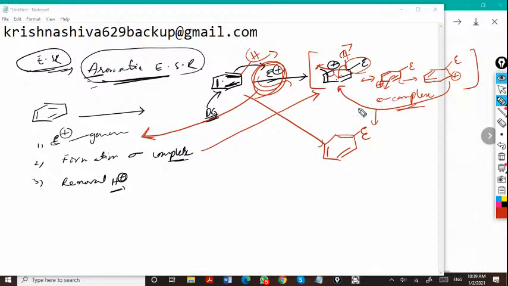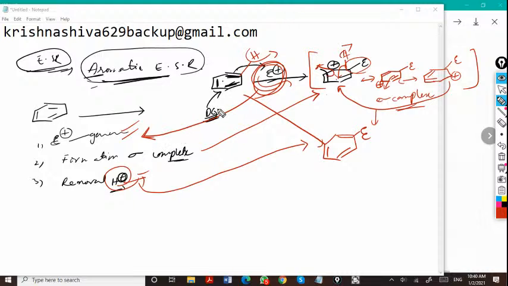The sigma complex forms by the formation of a sigma bond between the electrophile and the benzene system. In the third step, there is removal of H plus, the already present electrophile, the leavable one. Generally benzene replaces the hydrogen with the incoming electrophile. So this is about the aromatic electrophilic substitution reaction. It happens in three steps: electrophile generation, formation of the sigma complex, and removal of H plus.